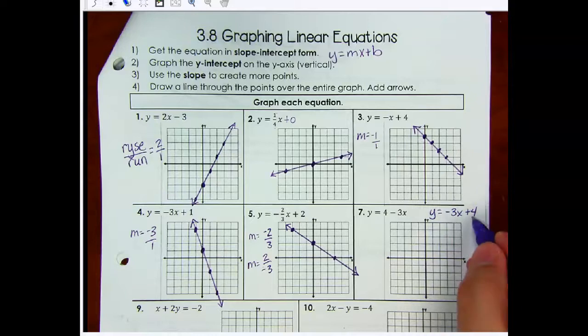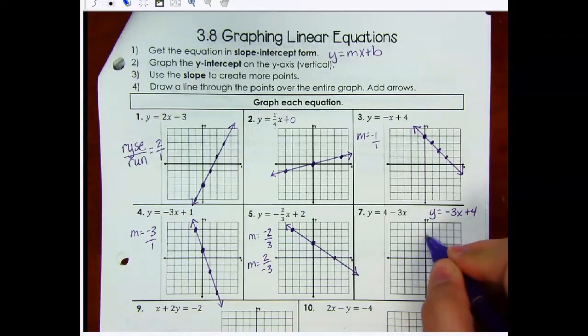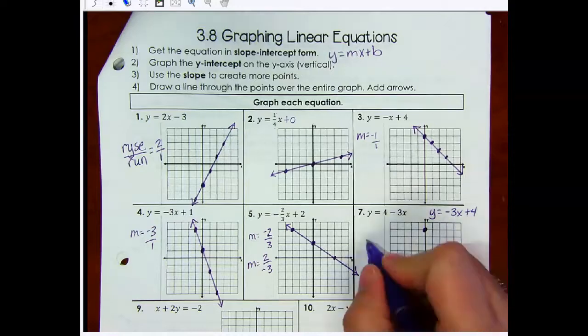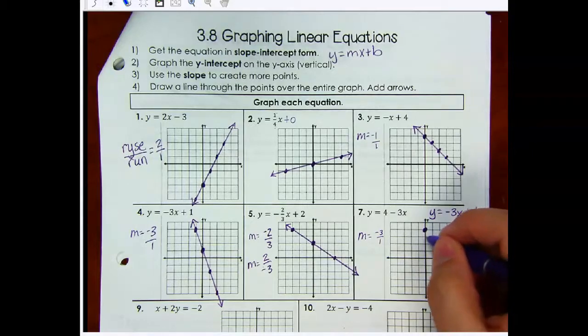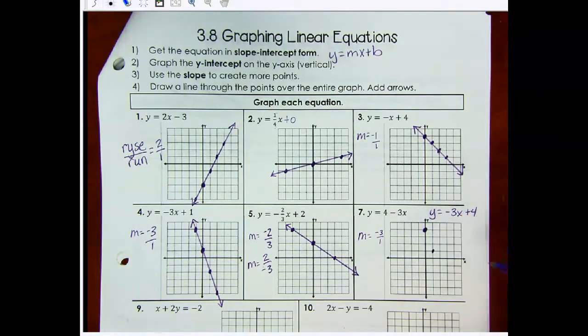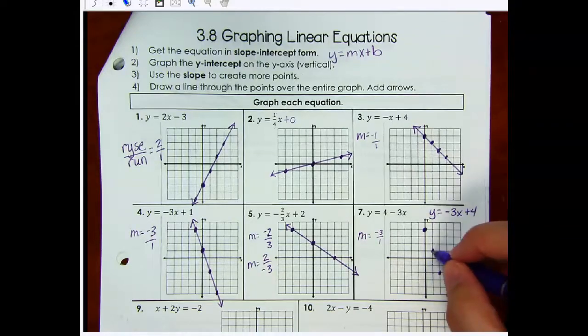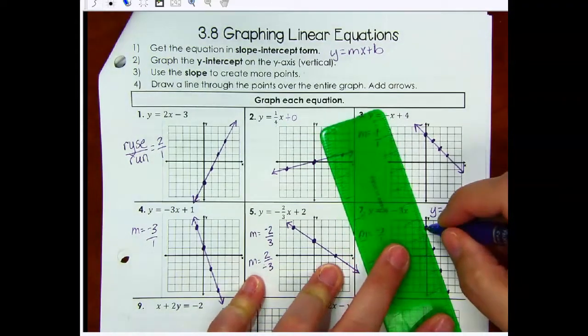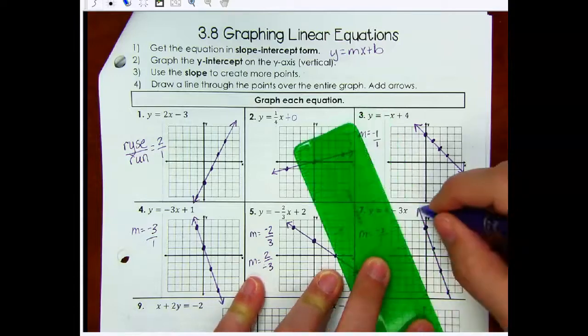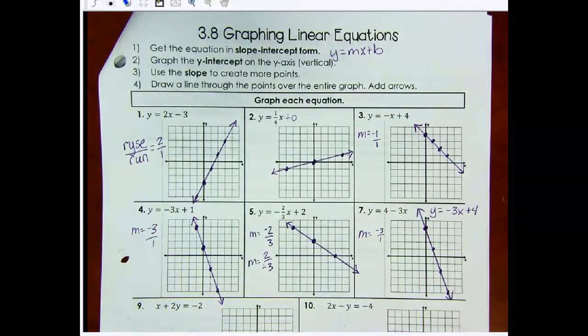So this one we're going to start at 4 on the y-axis, 1, 2, 3, 4, and then our slope will be negative 3 over 1. So we're going to go down 3, 1, 2, 3, and right 1. Down 3, 1, 2, 3, and right 1. And we can do that one more time. Now, we couldn't have gone up 3 and left 1 because we don't have room to do that. So it's okay if you can't go both directions. Okay, so there's that one.